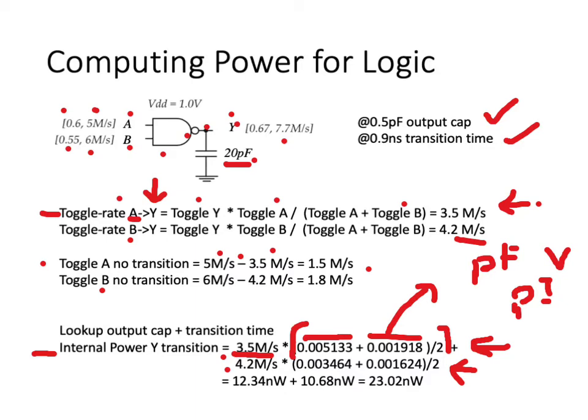So we can now sum the contribution of transitions due to input A, that is 12.3 nanowatts, and the contributions of transitions due to input B, that is 10.68 nanowatts. The total dynamic power associated with the switching activity internally, that is from the short circuit current, is estimated to be 23.02 nanowatts for this particular NAND gate with these particular transition times, and with a size given by the output capacitance and transition time of 0.9 nanoseconds.